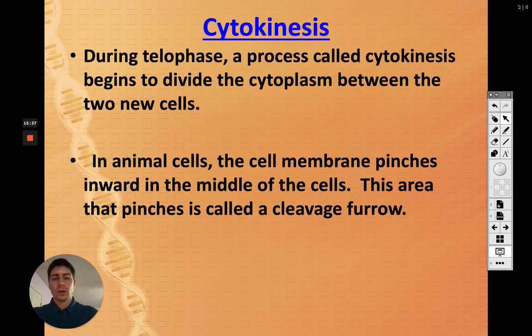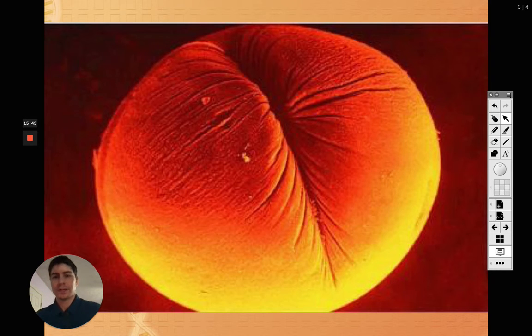All right. Now, for animal cells, the best way I can describe how the cells separate is to picture a balloon. I know this kind of looks like a peach, but this is actually a microscopic picture of it. Picture a balloon, tie a string around the middle, and start to pull that string tighter and tighter. It's slowly going in as we pull that string tighter.